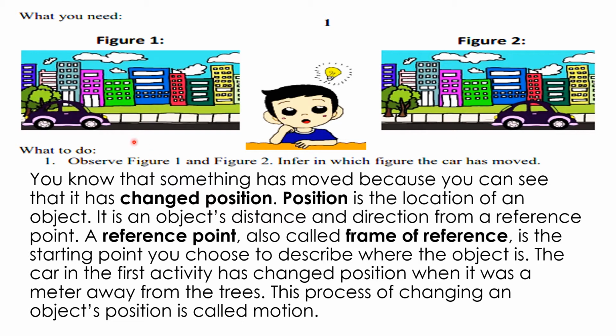So what is the reference point of the car? According to this activity, the reference point of the car is the trees. So, how do we know that the car is moving? Because the car changed in position because it was a meter away from the trees in figure 2. So if there's a changing of an object's position, it is called motion.